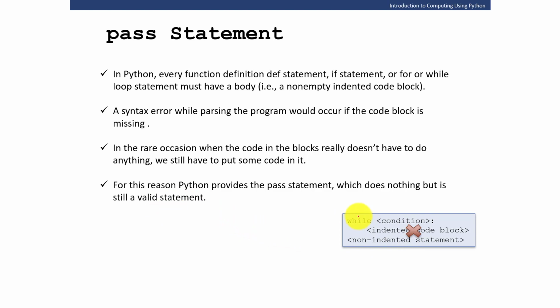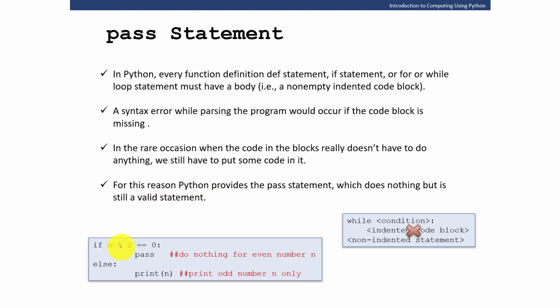The pass statement will do nothing. On rare occasions, when the code in the block really doesn't have to do anything, we still have to put some code in it. For this reason, Python provides the pass statement, which does nothing, but it's still a valid statement. So here, if the number is equal to 2, pass, else print n. What will this code fragment do? It will print the odd numbers only.